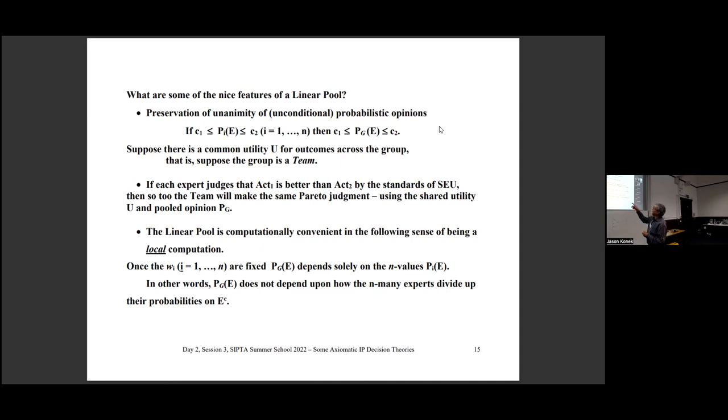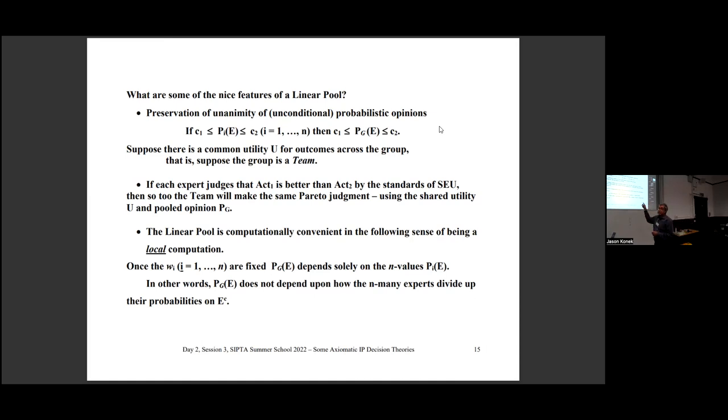Similar reasoning is that if each expert judges Act 1 better than Act 2 by the standards of expected utility, then the team will as well. So this is related to maximality. If B beats A for each individual, the weighted average of their opinions will preserve that.